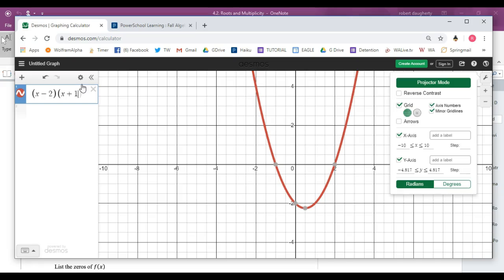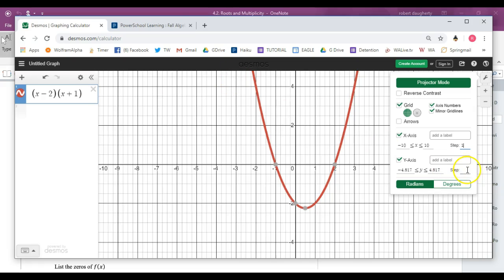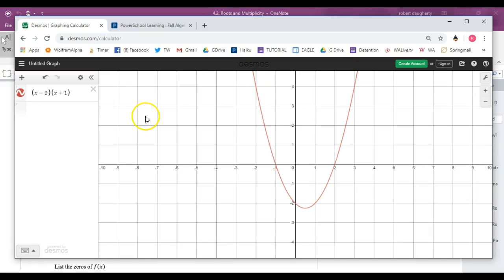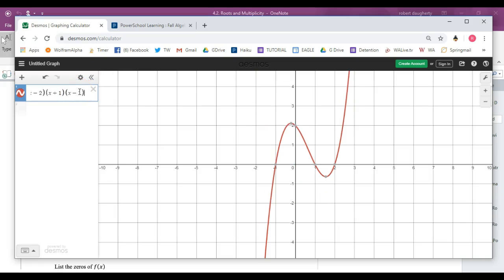Let me make it just a little bit larger. You can see on the graph that the intercepts are at 2, 0, and negative 1, 0. Can you see without the graph that the intercepts are at 2, 0, and negative 1, 0? Yeah, you can see that from the equation. What if I were to do something like this? And let's multiply three lines together. Now, where are the x-intercepts?